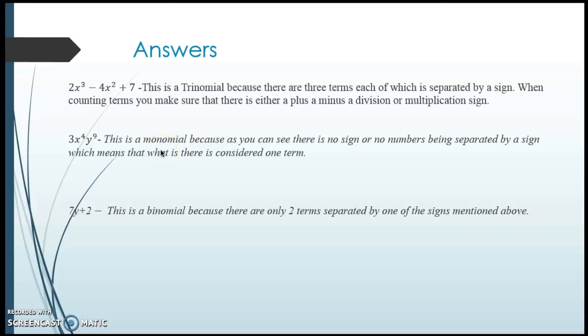3x to the fourth, y to the ninth. This is a monomial because, as you can see, there is no sign or numbers being separated by a sign, which means that what is there is considered one term. 7y plus 2. This is a binomial because there are only two terms separated by one of the signs mentioned above.